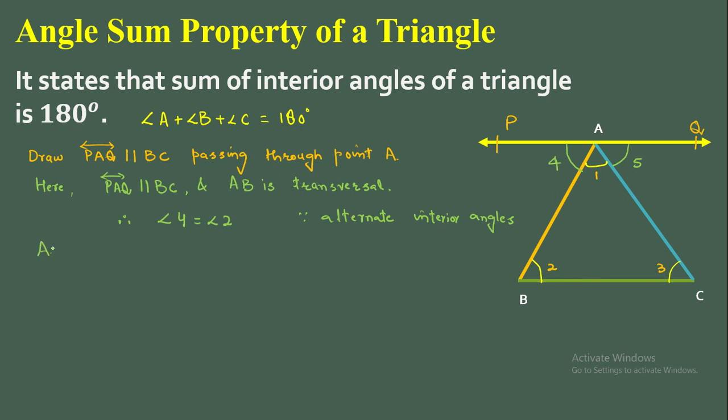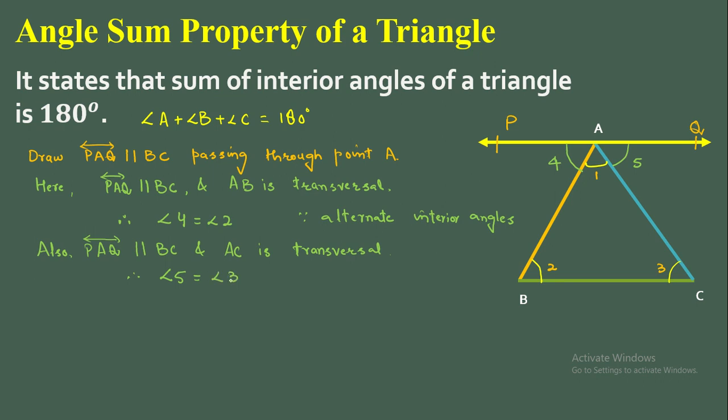Similarly, this PQ is again parallel to BC, and if this time we consider AC as transversal, then angle 5 and angle 3 form the alternate interior angle pairs, and alternate interior angles are equal when a transversal intersects two parallel lines.